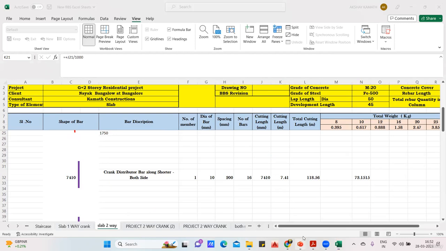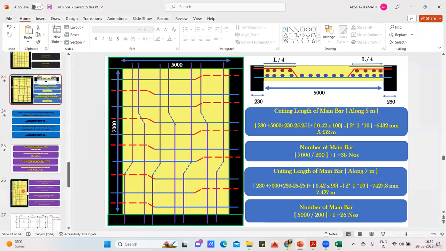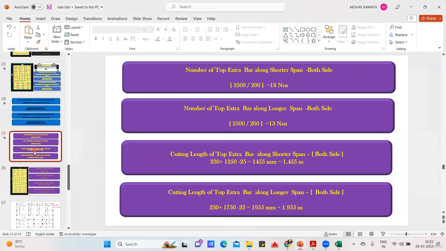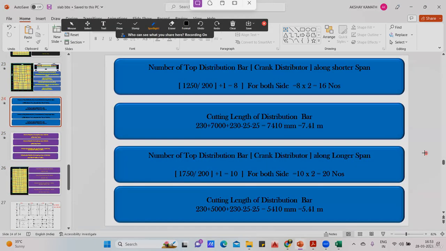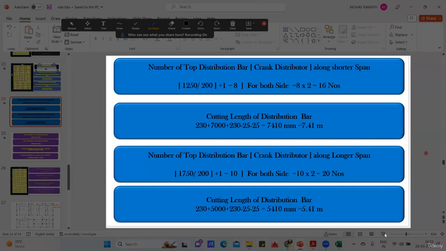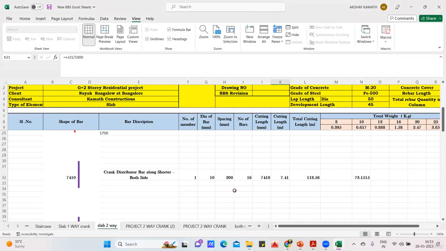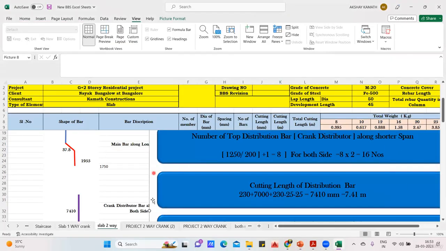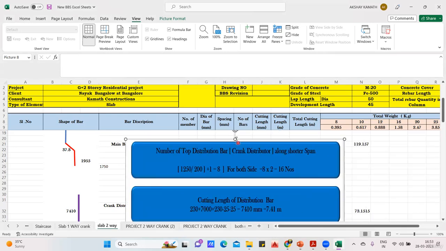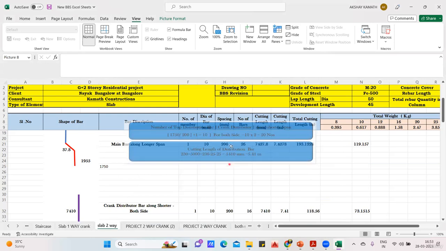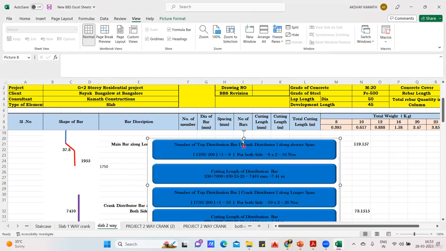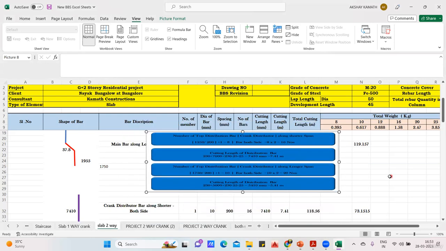For the crank distributor, again I'll go and take that and come. This was your crank distributor part, isn't it? Yeah. Fine. So next is the crank distributor.